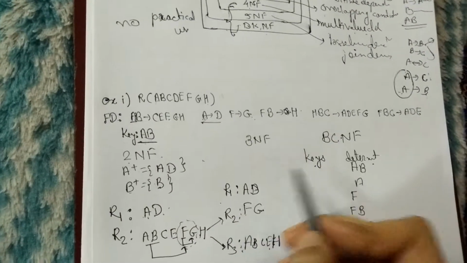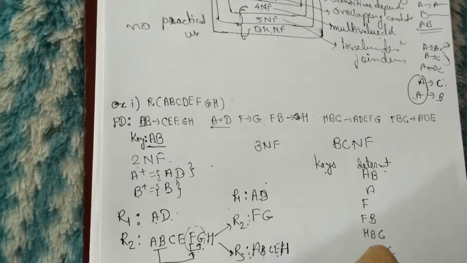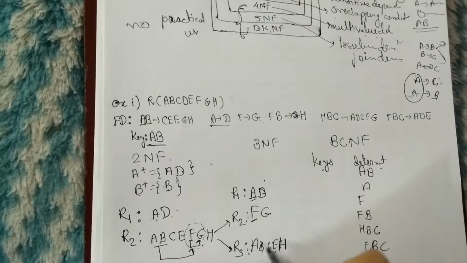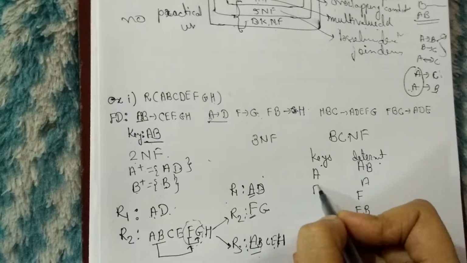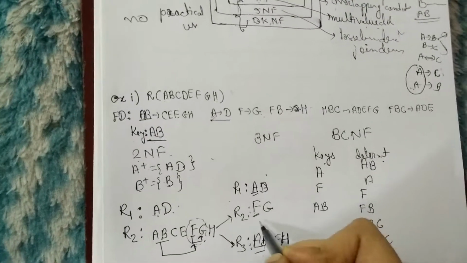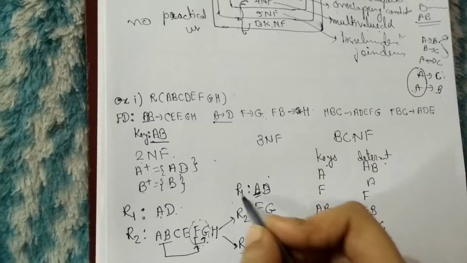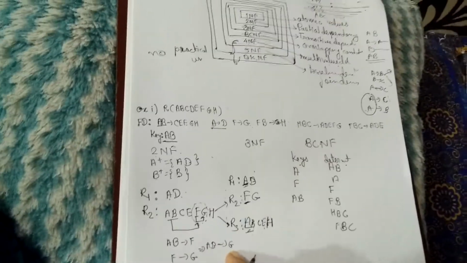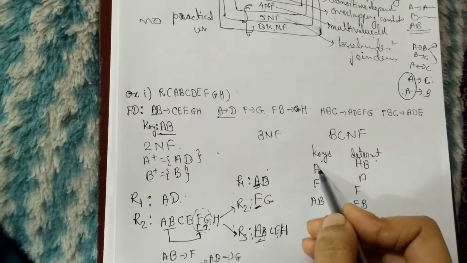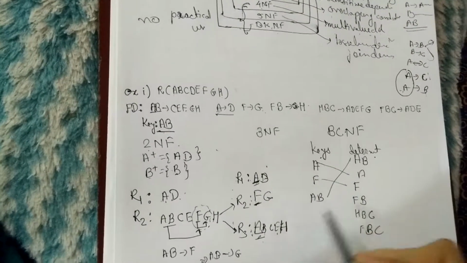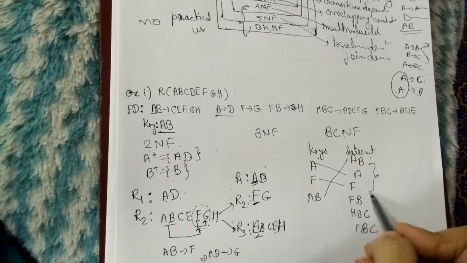Now we have to write down the keys. The keys are taken from the 3NF form. Whatever the keys are in the 3NF, they will be written as they are. So A, F and AB. These are the keys for this table. These relations are nothing but three tables, and each table has its primary key like A, F and AB. Now these three are equivalent, so we don't have to think about them.